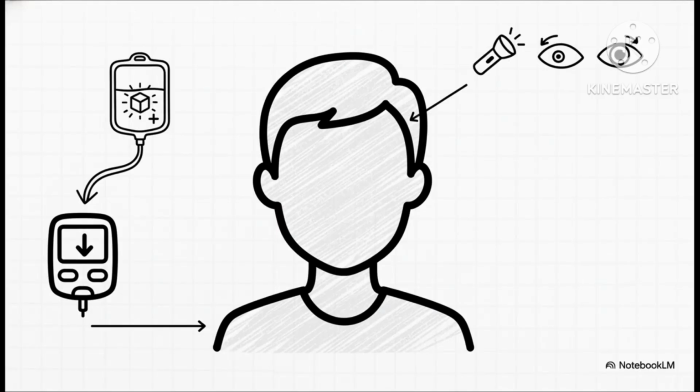Now, what's really important here is to always check their pupil reactions and, critically, check their blood glucose level. Low blood sugar, or hypoglycemia, is an incredibly common and easily reversible cause of altered consciousness. A simple dose of glucose can literally make all the difference.